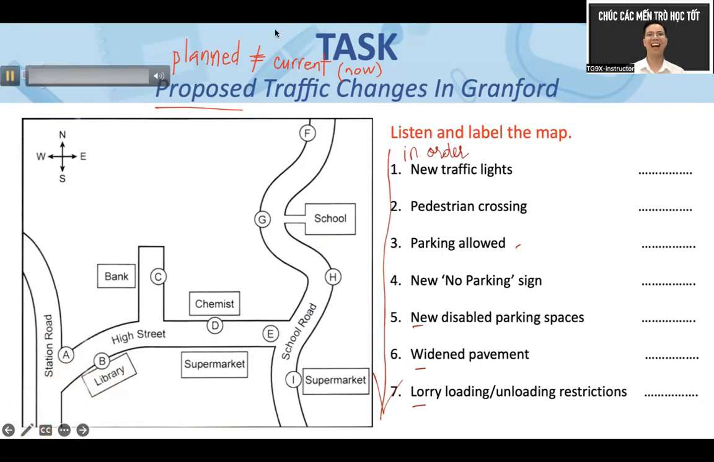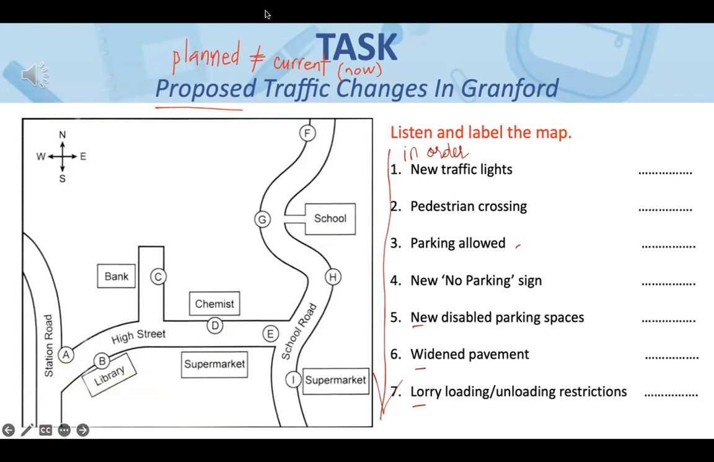Let's go. Okay, so this slide shows a map of the central area of Cranford with the High Street in the middle and School Road on the right. Now, we already have a set of traffic lights in the High Street at the junction with Station Road, but we're planning to have another set at the other end at the School Road junction to regulate the flow of traffic along the High Street.